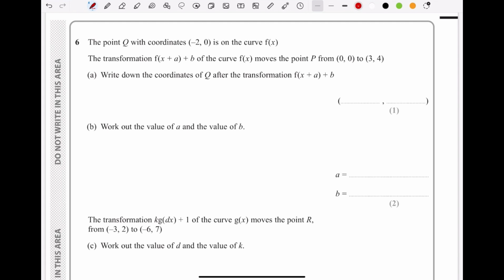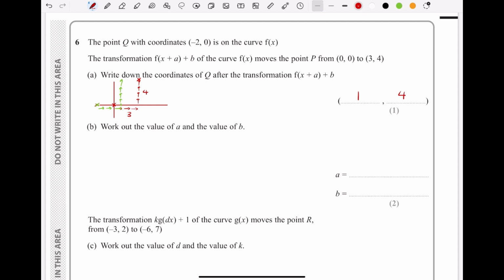They didn't tell us what the curve is, and they told us the curve has been transformed, and we are given the function f(x + a) + b, and that moves the point P, which is (0, 0), the origin, to (3, 4). So that means we will have to go 3 to the right, 4 up. Okay, now what we need to work out is the coordinates of Q. Coordinates of Q is (-2, 0). We need to move 3 to the right, 4 up, and then our coordinates are going to be (1, 4).